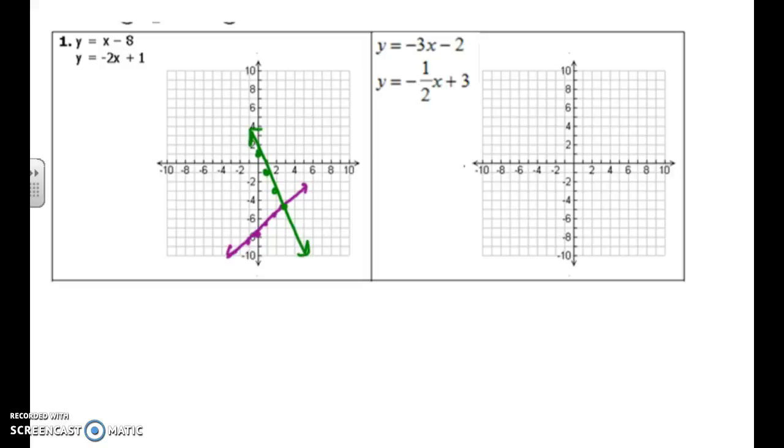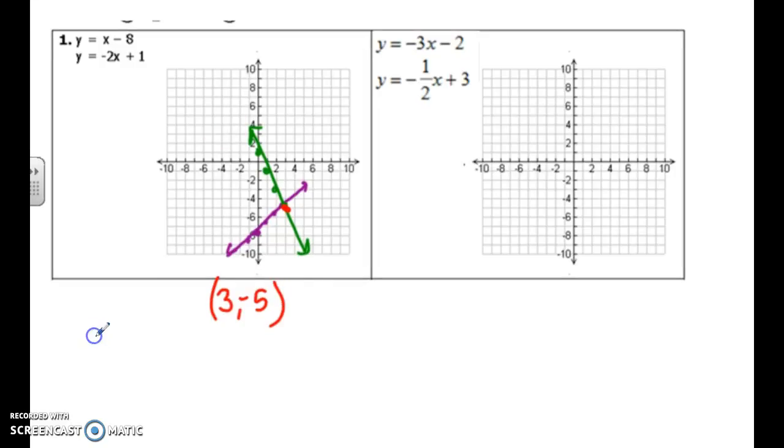So it looks like these two are crossing each other at the point 3, -5. So this means that these are consistent and independent.